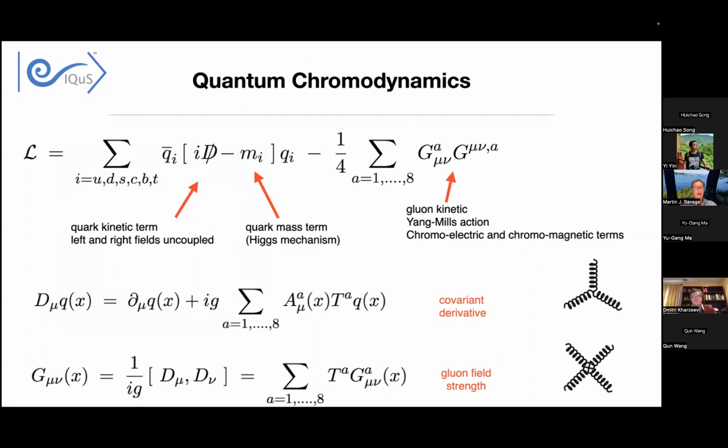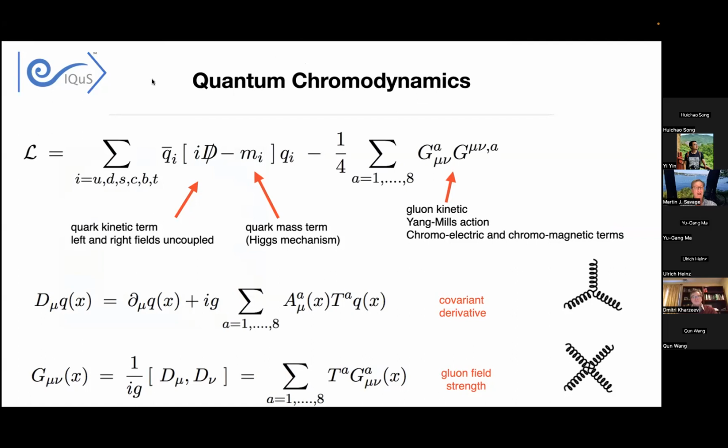So just a reminder about QCD, I don't really need to tell anybody in this audience what quantum chromodynamics is, but there's a couple of features here that are relevant for quantum simulation, so I will.